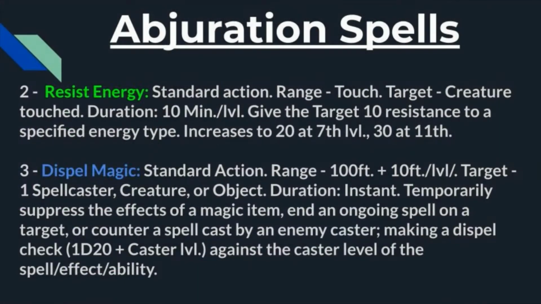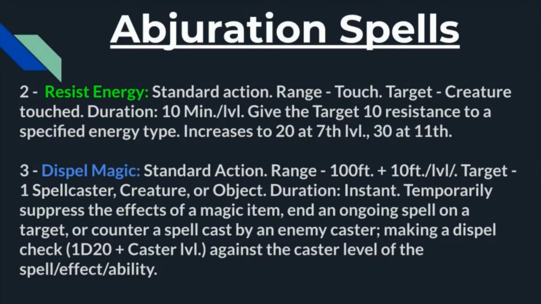So, forewarned is forearmed. And then after that, speaking of being forewarned, we have Resist Energy. It's a standard action, range is touch, target is creature touched, and it's a generous 10-minute duration per level. So by the time you're level 6, this will last you a nice hour long. You give the target 10 resistance to a specified energy type. So fire, ice, lightning, electricity, acid, sonic, all the different wonderful damage types you might encounter.